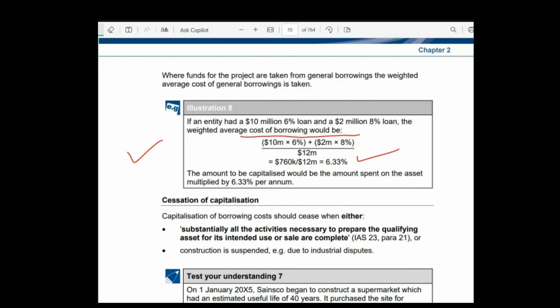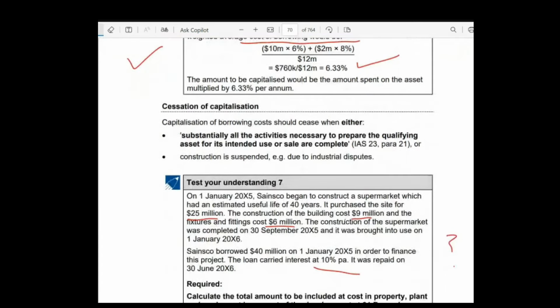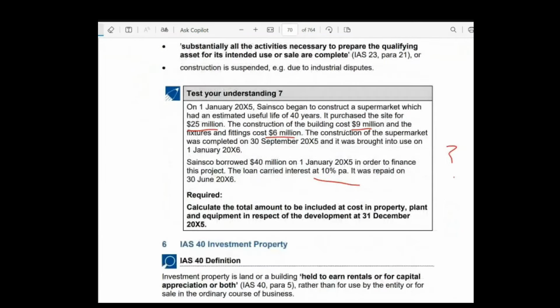Okay, in this understanding, they said on January 1st, 2005, a company began to construct a supermarket which had an estimated useful life of 40 years. It purchased the site for 25 million. The construction of the building is 9 million, and the fixtures and fittings are 6 million. The construction of the supermarket was completed on 30th September 2005 and it was brought into use on 1st January. Be careful and watch these dates and periods. There are tricks also.